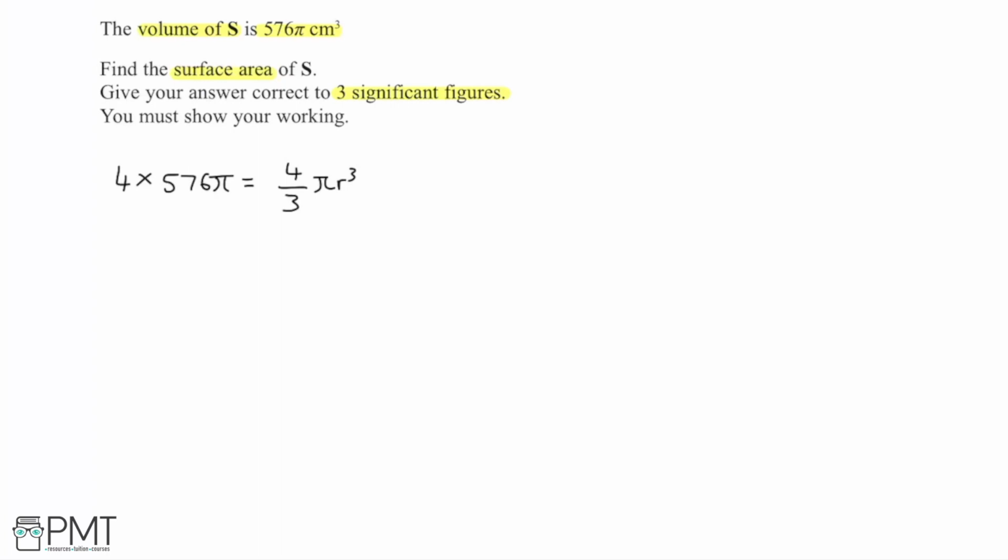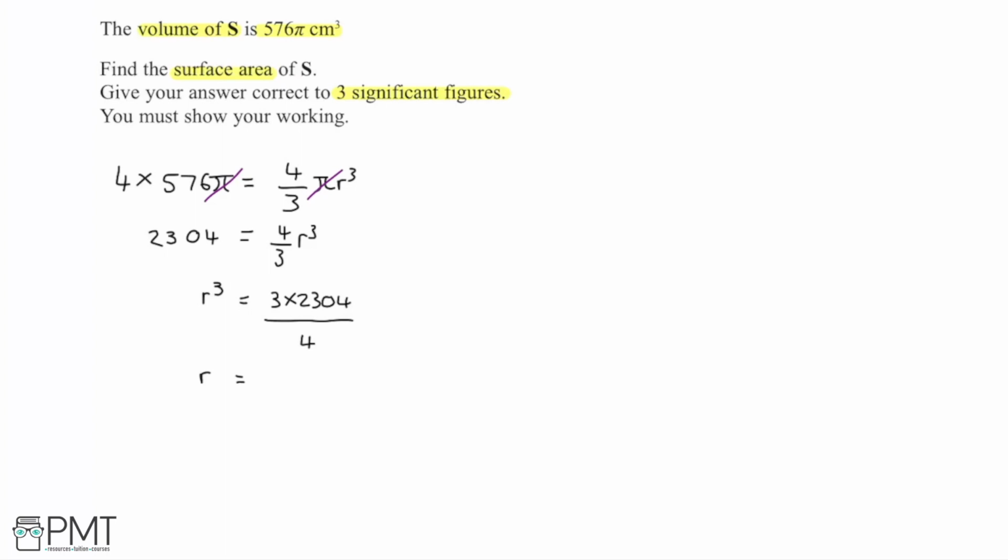So we have that 2,304 pi is equal to 4/3 pi r cubed, but we can divide both sides by pi, so the pi's basically cancel out in this case. So that leaves us with 2,304 equal to 4/3 r cubed. So r cubed is going to be equal to 3 times 2,304 all over 4.